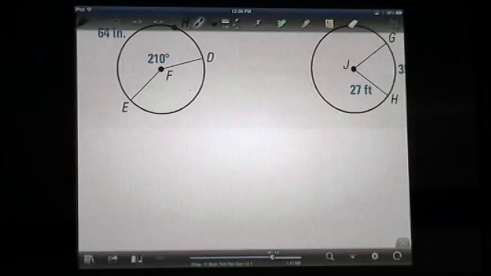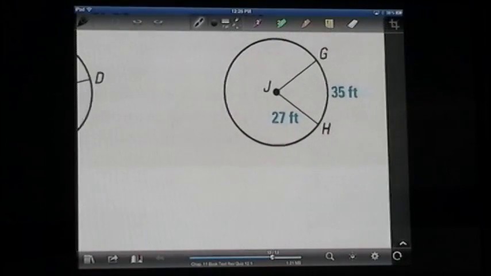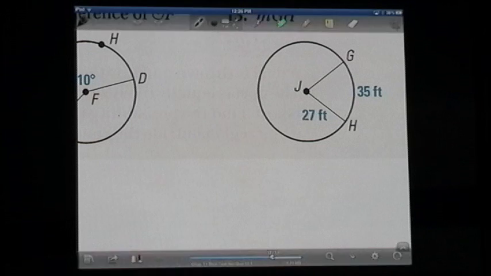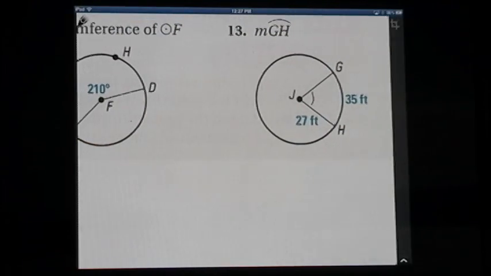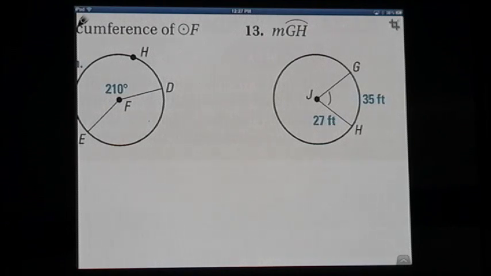Okay, let's erase that. Alright, now we don't know this angle here. So, we're supposed to find the measure of GH here. In this case, we don't know the angle, and that's what measure always means. The measure of the arc, when they put an M in front of it, they don't want to know the length of it. They want to know the degree measurement of it.